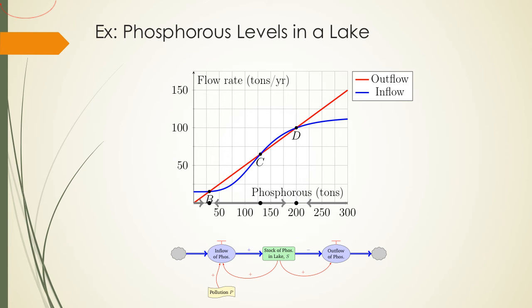We can apply this same type of analysis to the phosphorus example we considered earlier. Let's analyze the feedback at the equilibrium point. Note that the outflow increases at a constant rate with respect to the stock. The strength of this is just the slope of the line, or 0.5. This contributes a strength of minus 0.5 to the system, since this is a negative or stabilizing feedback loop.